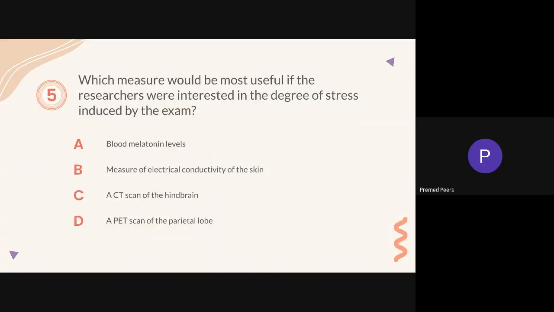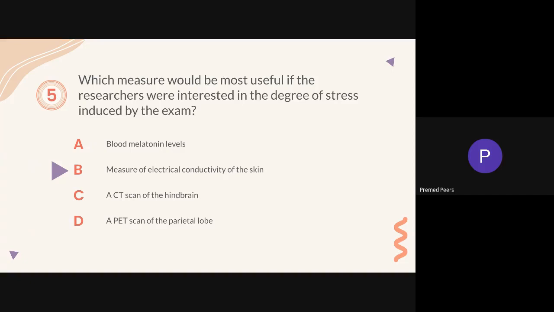Question 5, which measure would be most useful if the researchers were interested in the degree of stress induced by the exam? Correct answer is B. A common symptom of stress would be sweating. So measuring the electrical conductivity of the skin would be a good way to measure this.